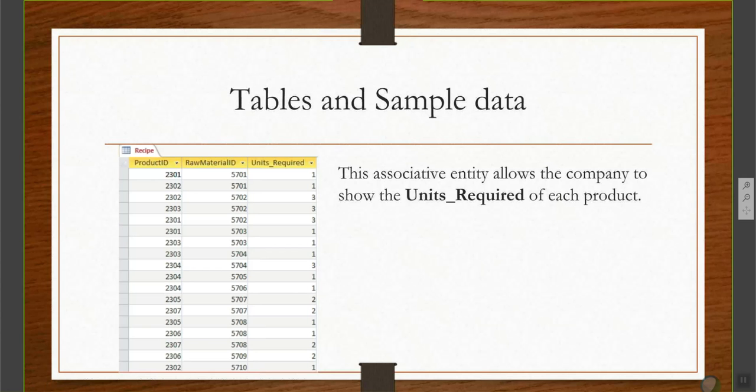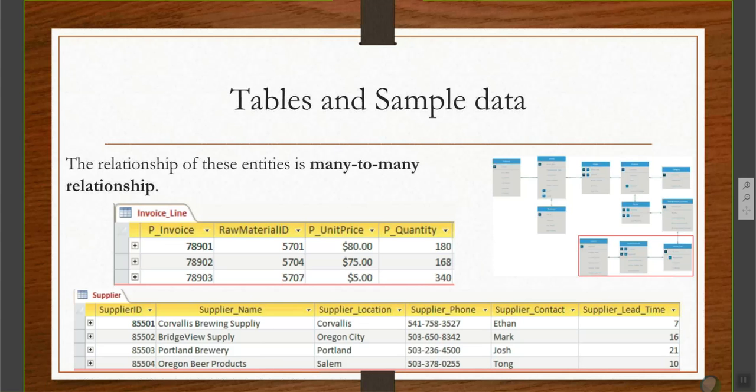This picture shows the invoice line and supplier tables and their sample data. The invoice line table, which is the upper table, shows the quantity and price of each raw material that Block 15 orders from suppliers. The lower table, which is the supplier table, shows the supplier contact information and other necessary details.